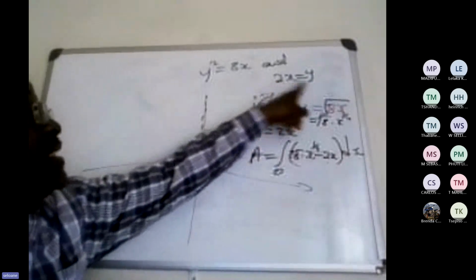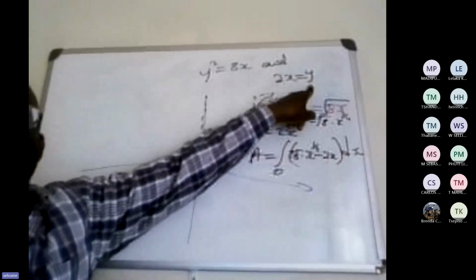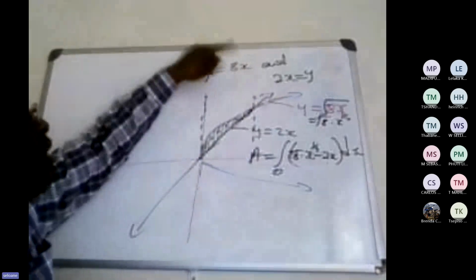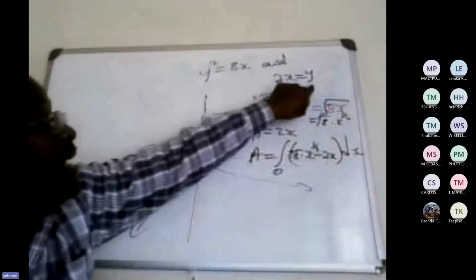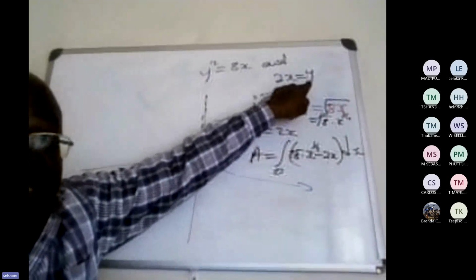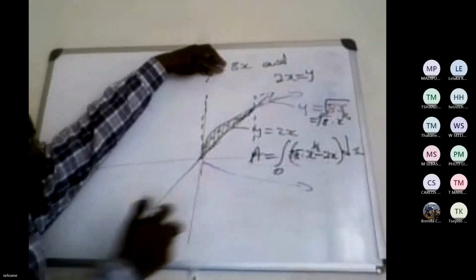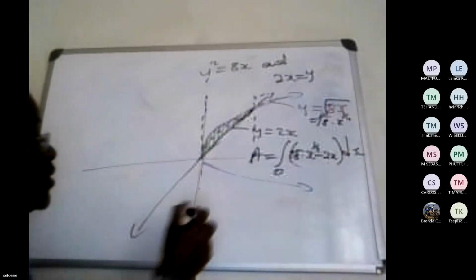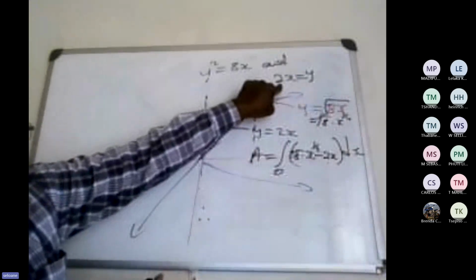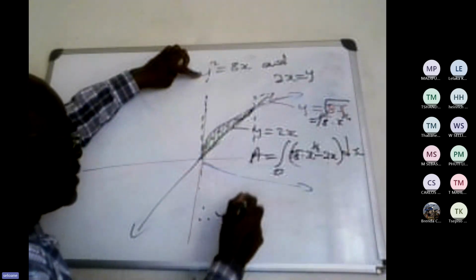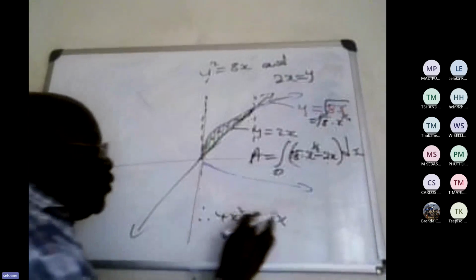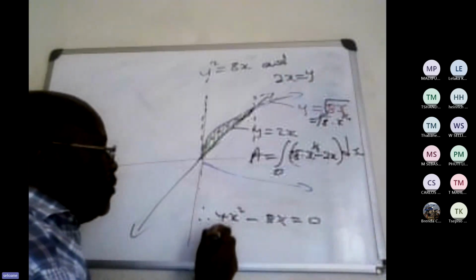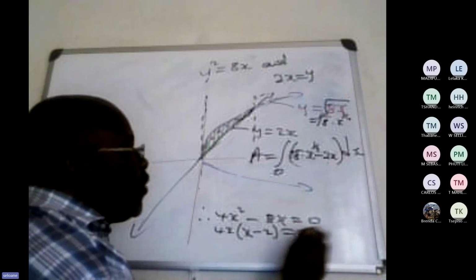2x is equal to y. Because y here is the subject of the formula, if y is this, then what is y squared? Then you come and replace it here. y is 2x. Therefore, what is y squared? Which must come here, because we want to find x here. So if y is this, then y squared is 4x squared, equal to 8x. From there, that is a quadratic equation you solve for x. It will be 4x squared minus 8x equal to 0, then 4x in brackets x minus 2 equal to 0.